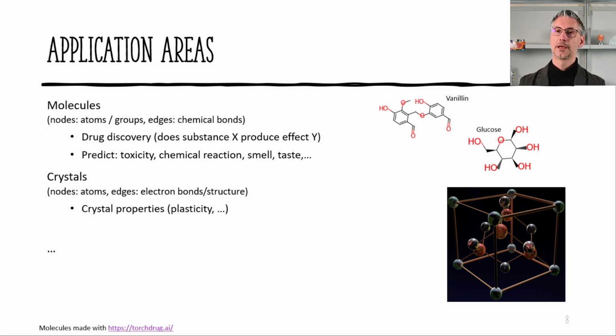We could also find applications in the field of material science. Here the nodes are again the atoms and the edges are the electron bonds or the electron structure in the crystal. So here our graph would be comprised of the crystal setup of our material. And then we could, for example, use this to predict crystal properties like the plasticity and so on.